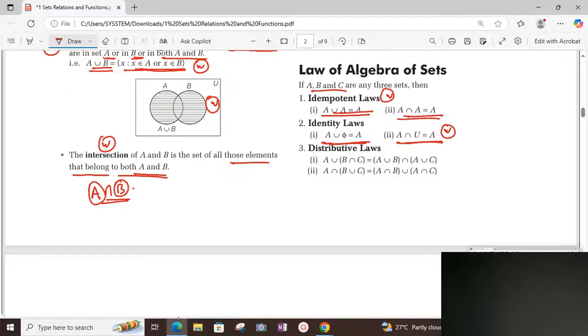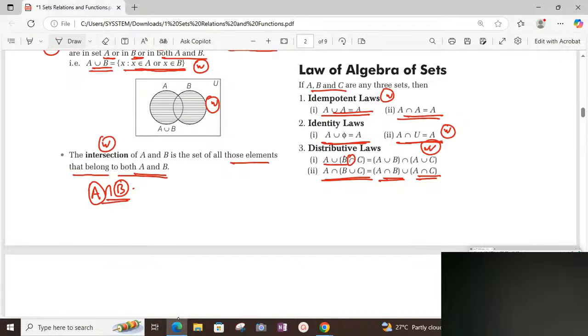Distributive law: A union (B intersection C) equals (A union B) intersection (A union C). A intersection (B union C) equals (A intersection B) union (A intersection C). Observe, there is no problem to understand idempotent laws, identity law and distributive law.